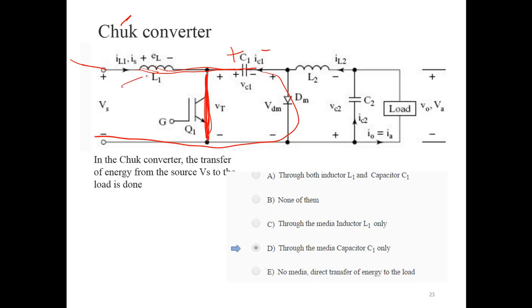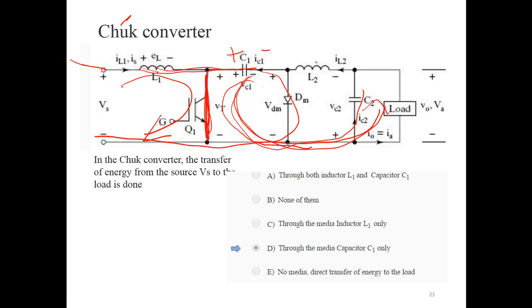Once you turn on the switch, current flows through this L1, which means that inductor is getting energy from the source there. Now what is happening there? The capacitor now has a voltage, and the capacitor will now give energy to the load. The capacitor is supplying energy to the load there.